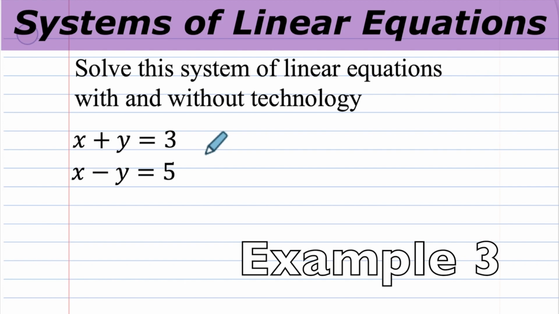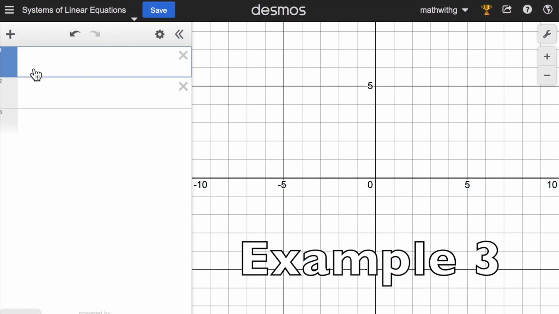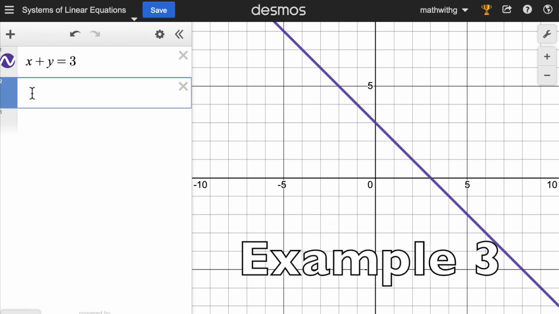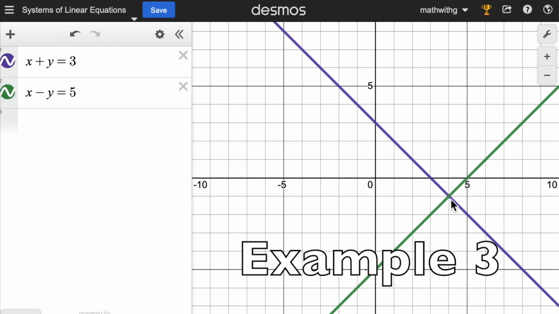We're getting a little more complicated. x + y = 3 is definitely a line, and x - y = 5 is definitely a line, and they probably hit. The first equation we'll call equation 1. The second equation we'll call equation 2. Let's graph these two. We have x + y = 3, and x - y = 5. These two definitely hit at (4, -1).